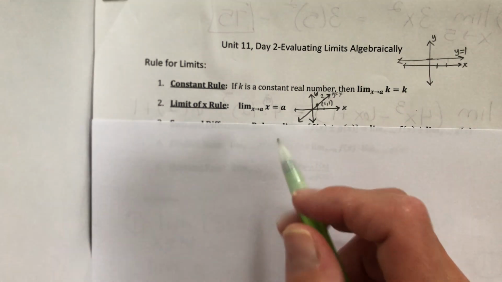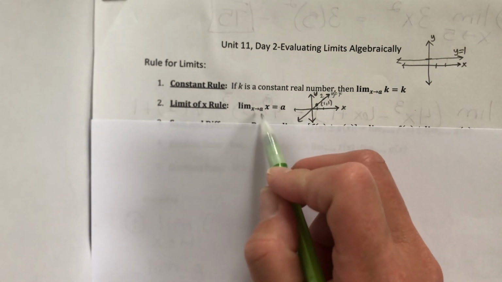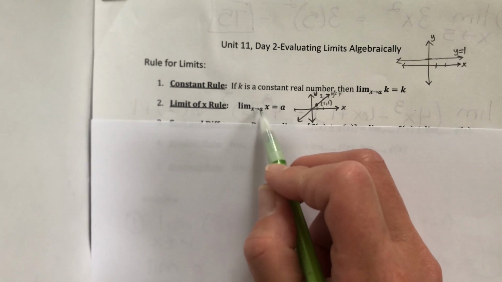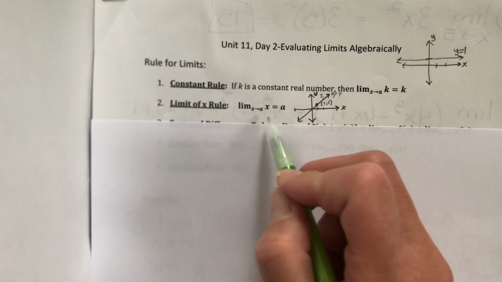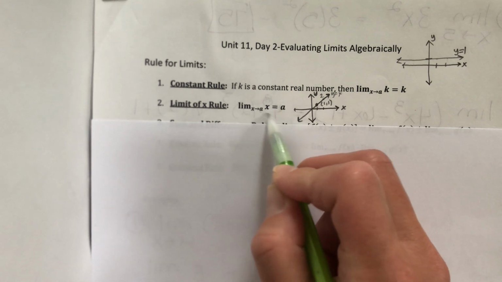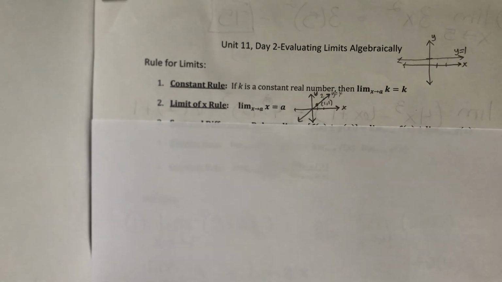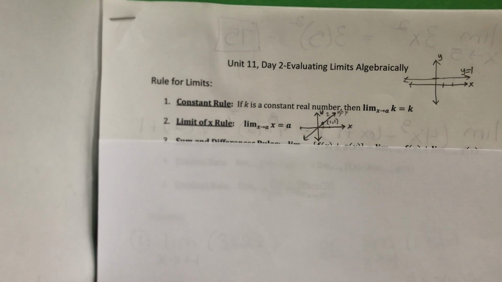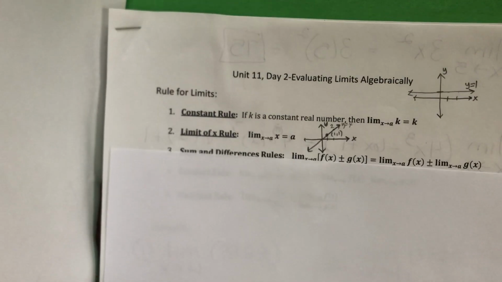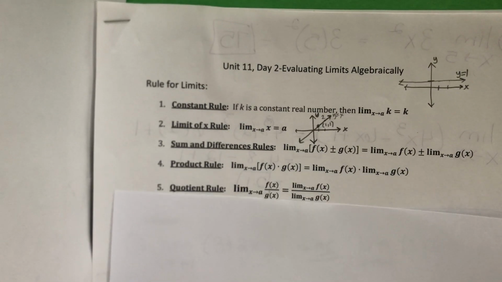So it makes sense that if you are approaching a number for a function x, the answer is whatever number you're approaching here. The next three, excuse me.